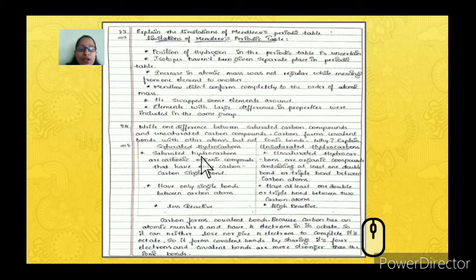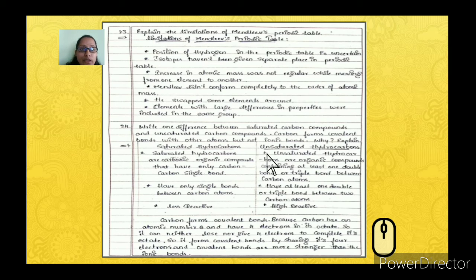Saturated hydrocarbons are also known as alkanes. Unsaturated ones can be alkenes or alkynes. Saturated hydrocarbons have only single bonds between carbon atoms, while unsaturated hydrocarbons have at least one double bond or triple bond in between. Saturated hydrocarbons are less reactive while unsaturated hydrocarbons are highly reactive.